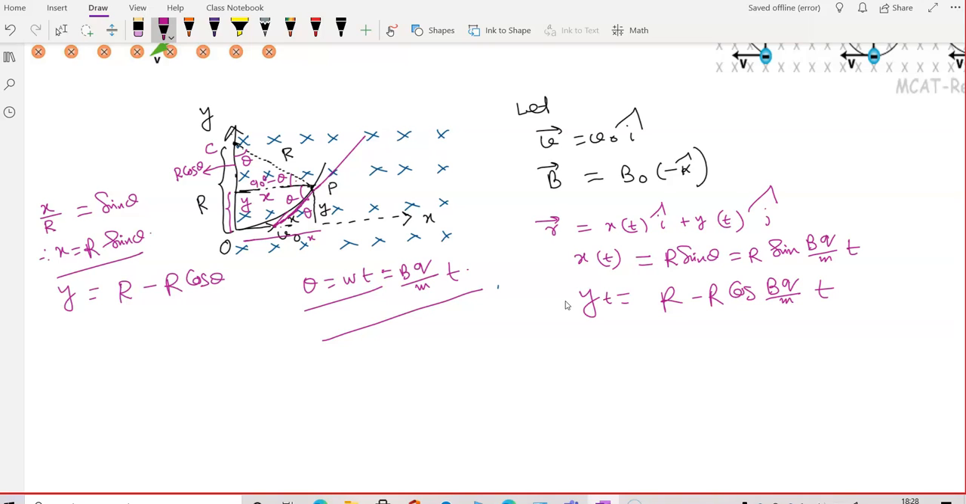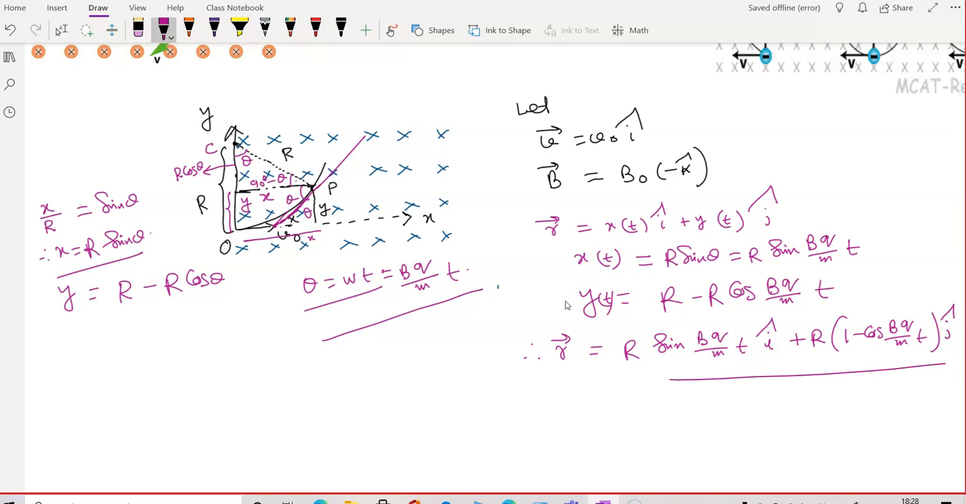So one can write r equal to x(t) i cap plus y(t) j cap. Okay. So values of x and y are found, the position vector is also found.